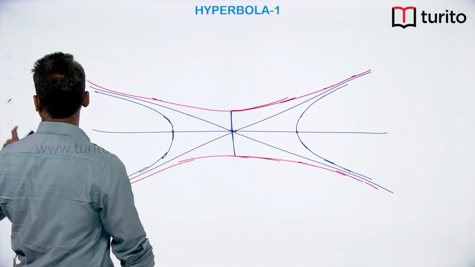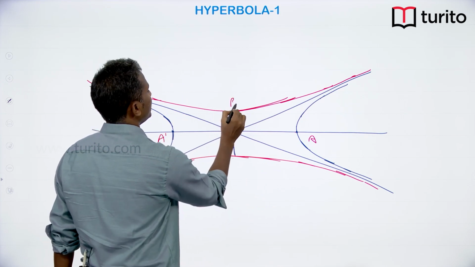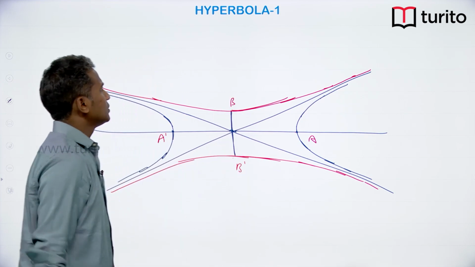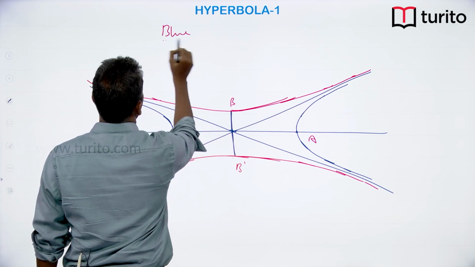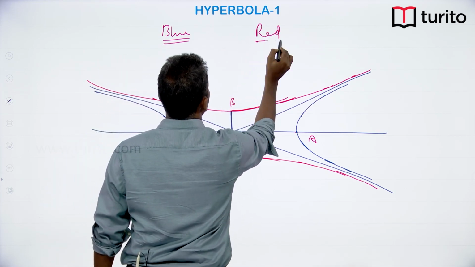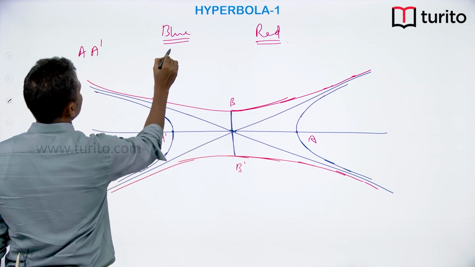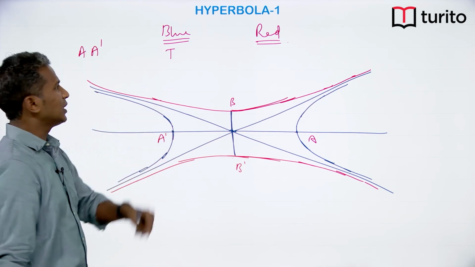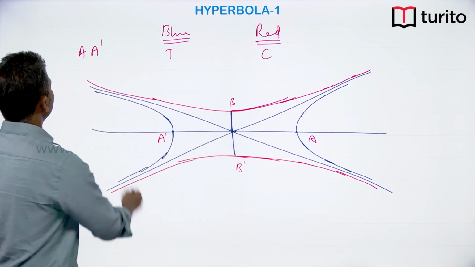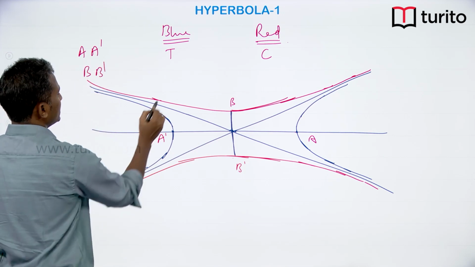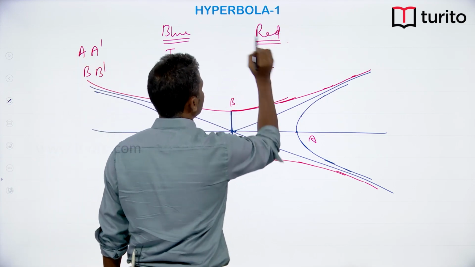We can take the points like this. Let us say this is A dash, this is B, this is B dash. So, we have two hyperbolas here. One is the blue hyperbola, the other is the red hyperbola. Here A A dash is the transverse axis for the blue hyperbola, but for the red hyperbola it is the conjugate axis. And similarly, B B dash is the conjugate axis for the blue hyperbola and for the red hyperbola it is the transverse axis.